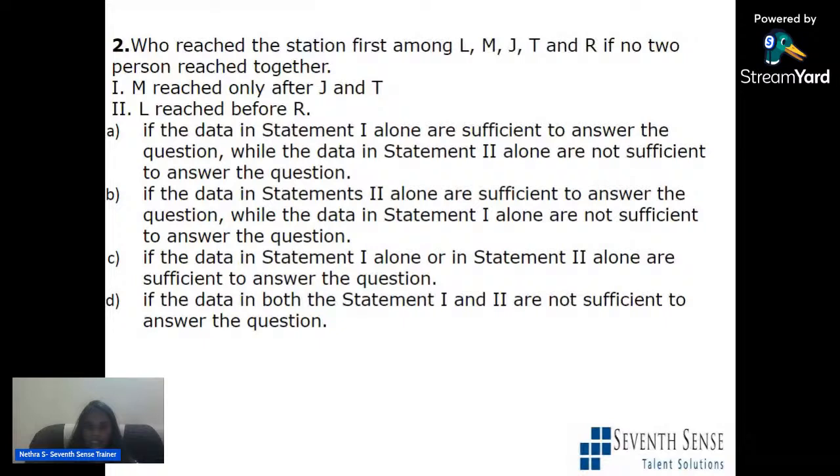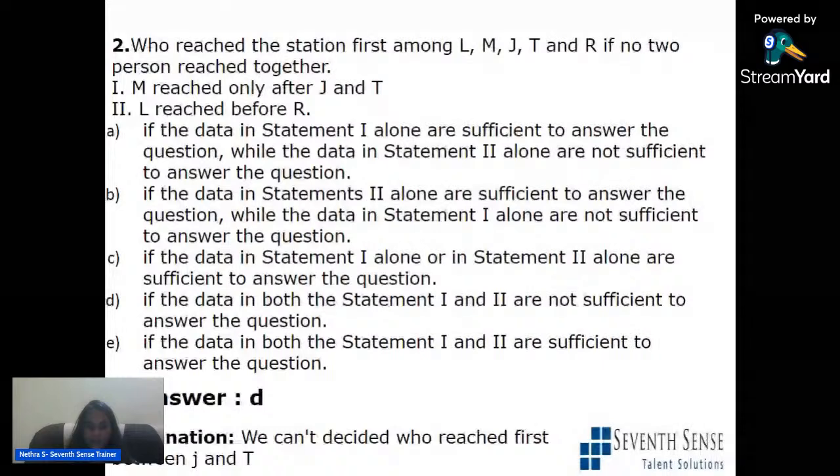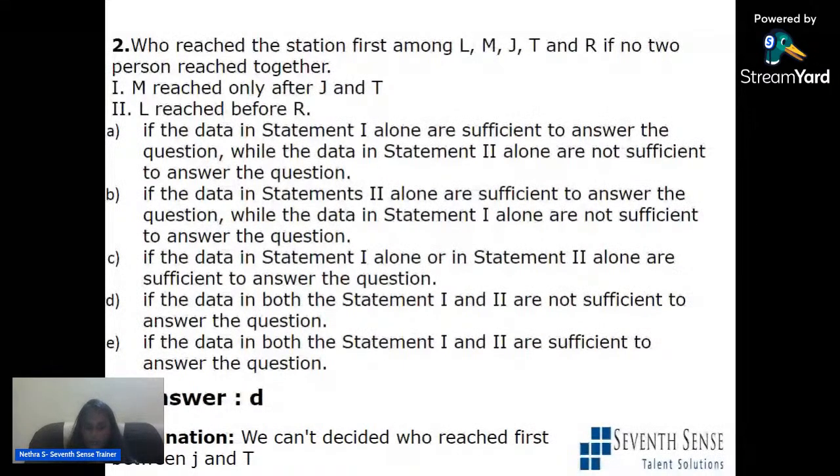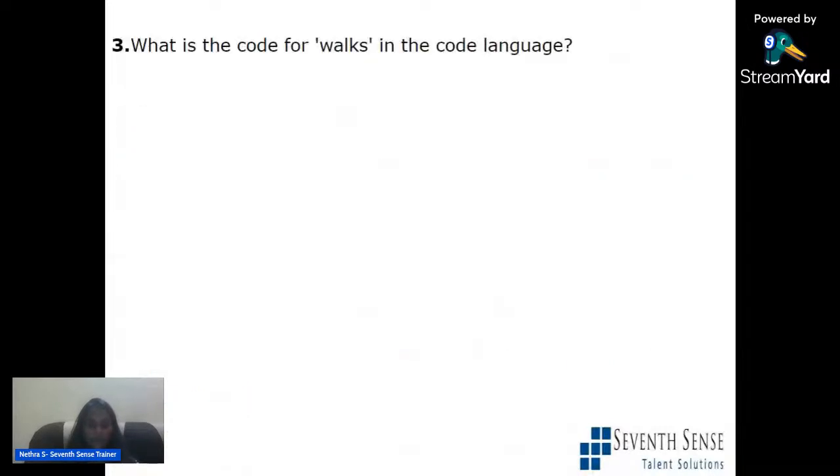How is it possible? The explanation is we can't decide who reached first between J and T, because in the first statement they have mentioned M reached only after J and T, and in the second statement they haven't mentioned J and T at all. So that is why we can't decide that. That is why option D is the correct one. We'll move on to the next question. Third one.